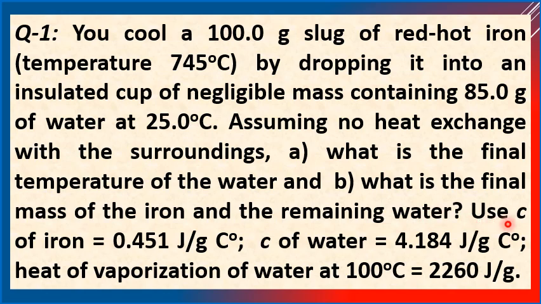Use the constant specific heat of iron equal to 0.451 joules per gram Celsius degree. Specific heat of water or liquid water equals 4.184 joules per gram Celsius degree, and the heat of vaporization of water at 100 degrees Celsius equal to 2,260 joules per gram.